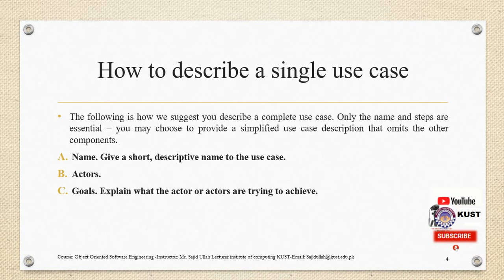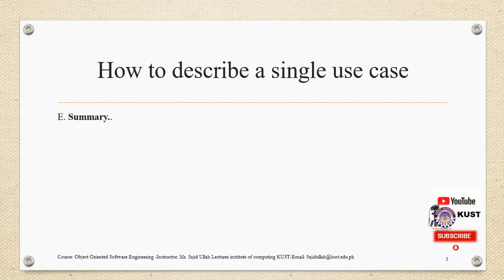Third is goal. Explain what the actor or actors are trying to achieve. For example, in the library system, the goal of checking out a book would be to borrow the book in order to read it. Fourth one is preconditions. Describe the state of the system before the use case occurs by listing any conditions that must be true before an actor can initiate this use case. For example, to be able to check out a book, the book must be available and the client must not have any overdue fine.